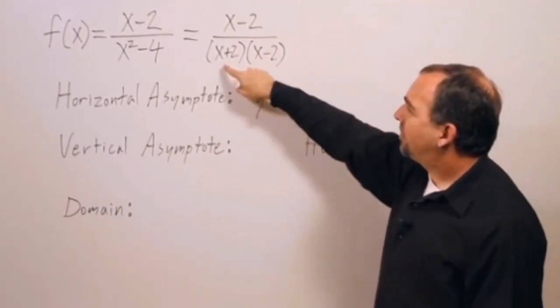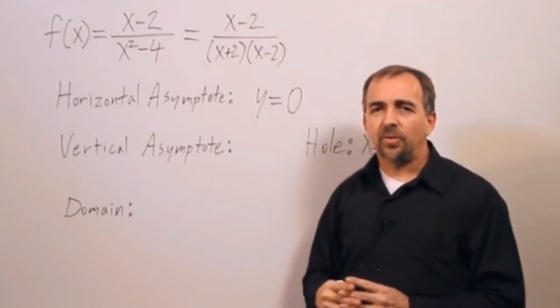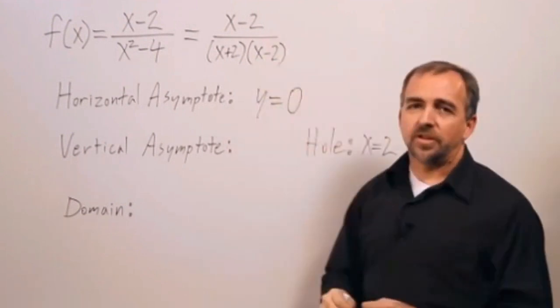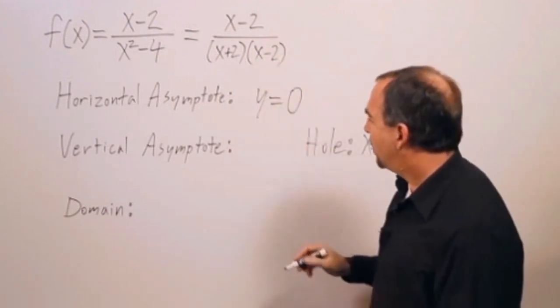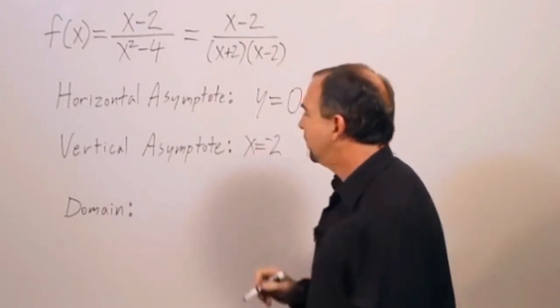Now, that leaves us with a factor of x plus 2 in the bottom, and that means at a value of x equals negative 2, the fraction will become undefined. We'll still have a number in the numerator, and so that gives us a vertical asymptote, and that is going to occur at x equals negative 2.